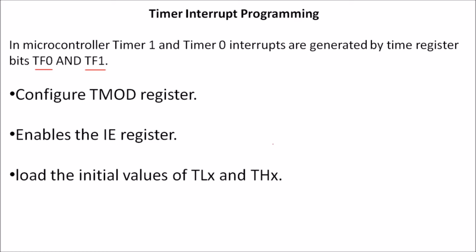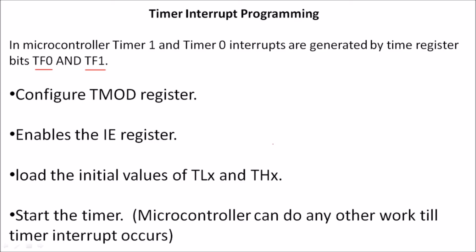Next is initialize the count registers. So as per the delay, we have to initialize TL and TH registers. And then we'll start the timer. Now while this timer is counting, microcontroller can do any other work. We can assign any work to microcontroller, and whenever interrupt occurs, it will go to interrupt service routine for that particular interrupt.